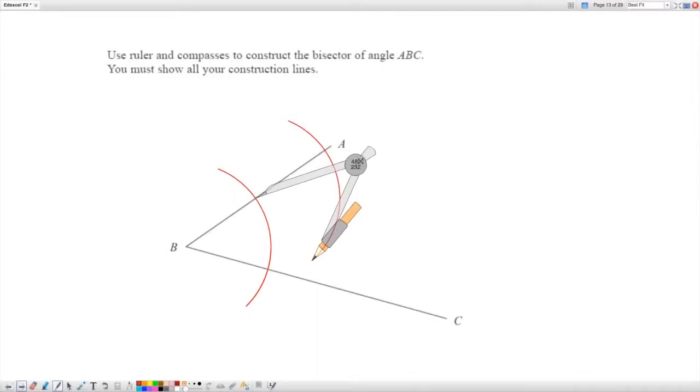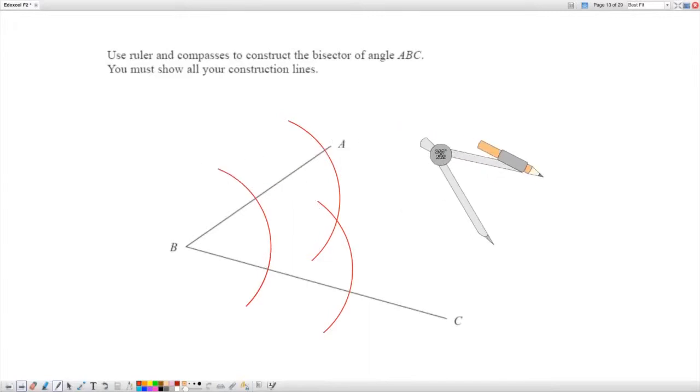Again, without changing the distance, just lift and put your sharp point here. Now do another arc and lift off. So you're doing 3 arcs and you're not allowed to adjust the distance between your sharp point and your pencil. You then have a crossing point.